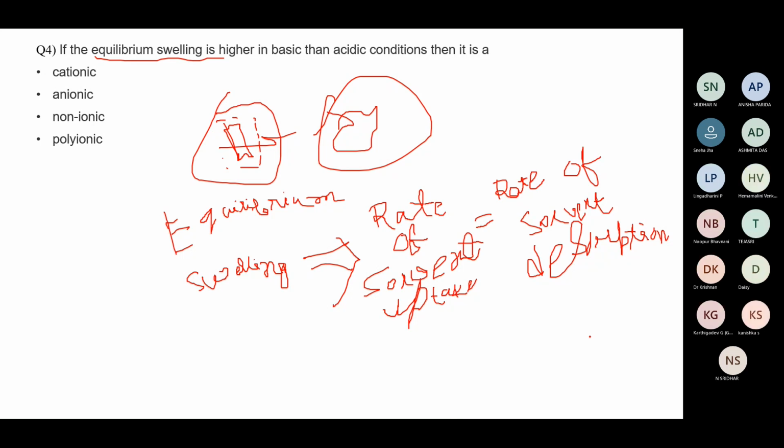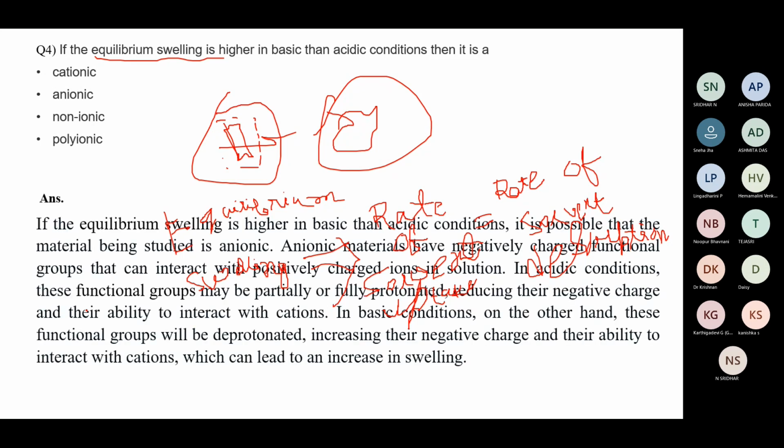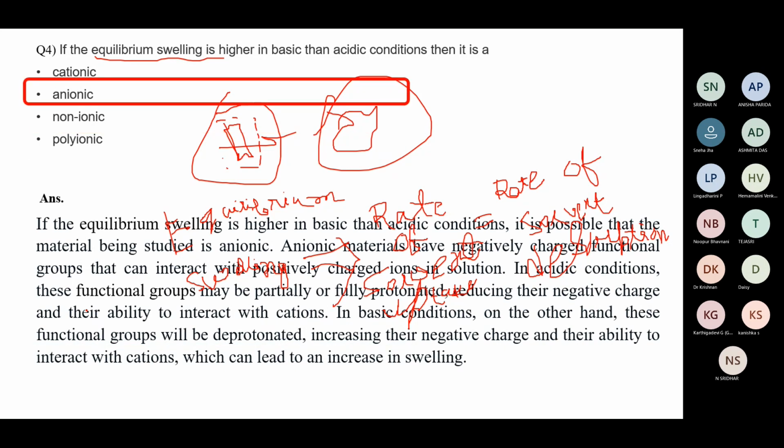So apart from that, if we move to the question, the answer is the anionic polymer. The answer is the anionic polymer because at basic condition, the polymer usually contains negative charge. Anionic means the polymers usually contain negative charge.